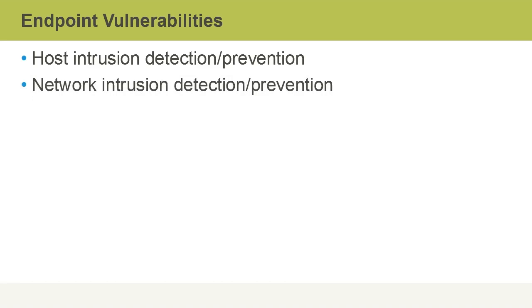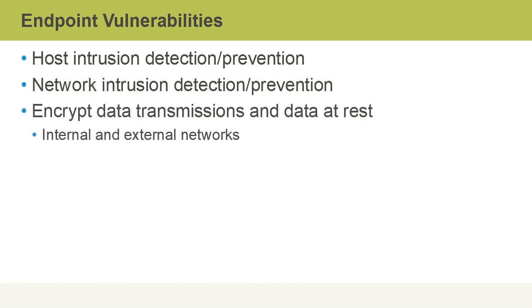So a host intrusion detection and prevention system is designed to look at things that are specific to a host, like application logs. Also, it has the ability to decrypt information that arrives at the host. Network intrusion detection and prevention is designed to look at network traffic from multiple hosts, but depending on its configuration, it may not be able to look into the details of encrypted network traffic, like a host system could. And of course, it's always important to encrypt data transmissions and data at rest, both on internal networks and externally on the internet. In this video, we discussed endpoint vulnerabilities.